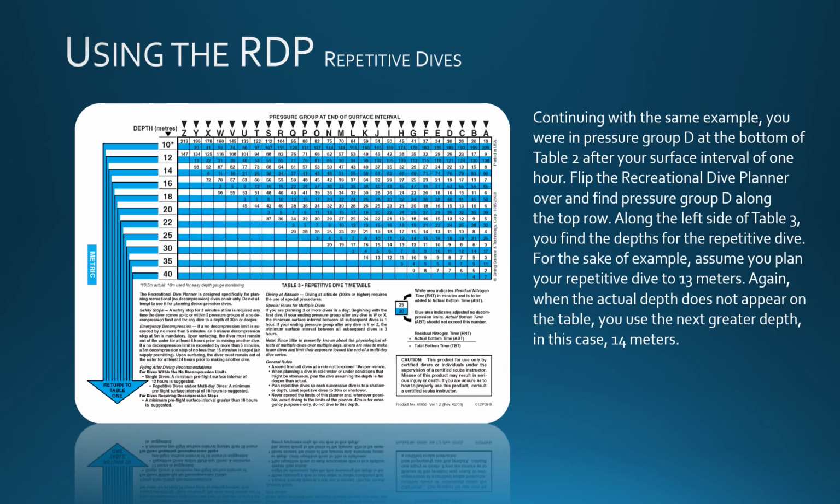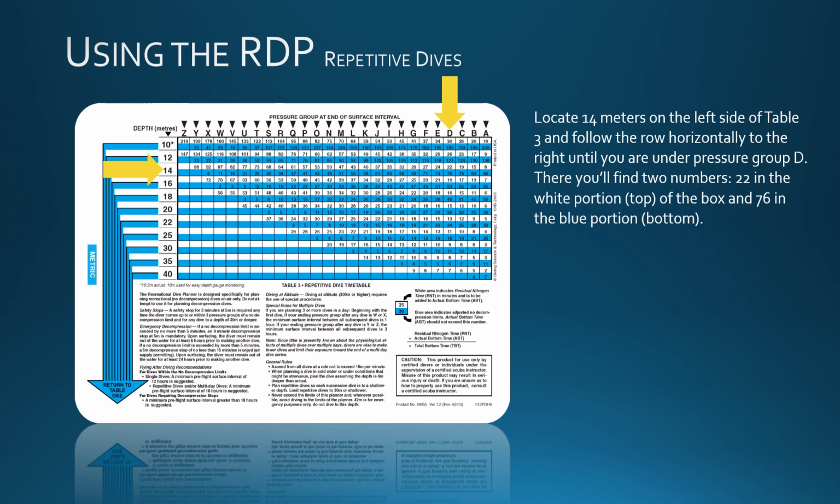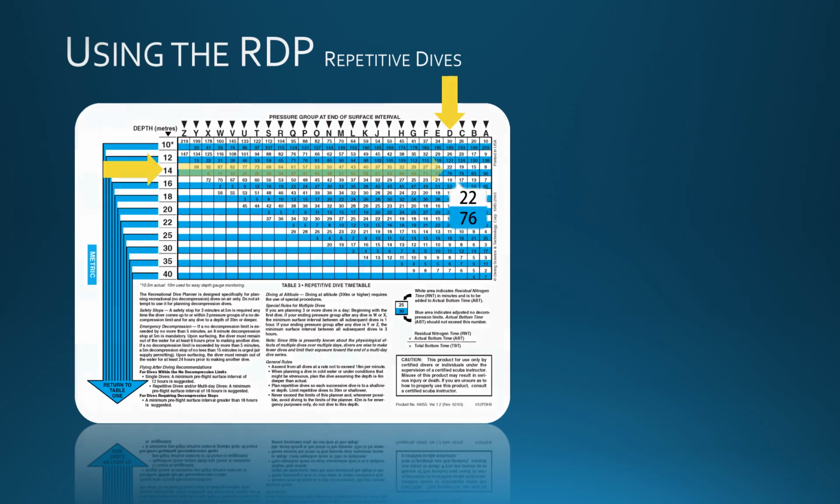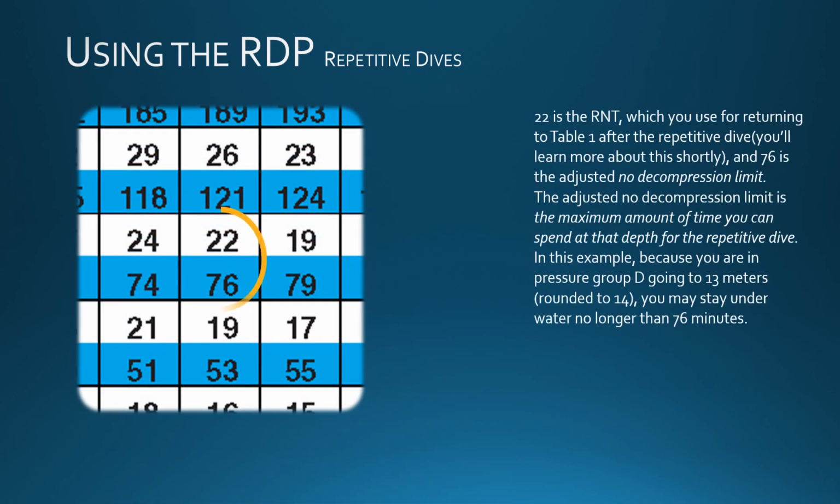So let's say we want to go to 13 meters on our second dive. Remember, our pressure group after our 1 hour surface interval is D. So we find column D and then the row with 14 meters, since that's the next greater depth past 13 meters. Follow the 14-meter row to where it intersects with column D. You find two numbers here, 22 in a white box and 76 in a blue box. 22 is RNT, or residual nitrogen time.